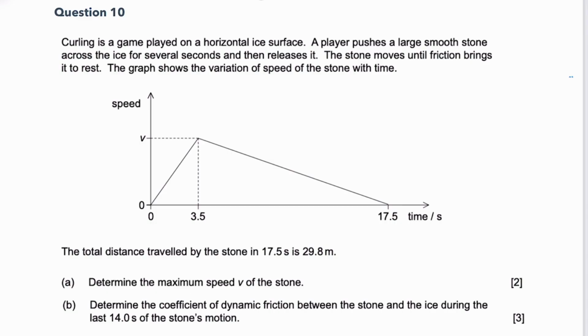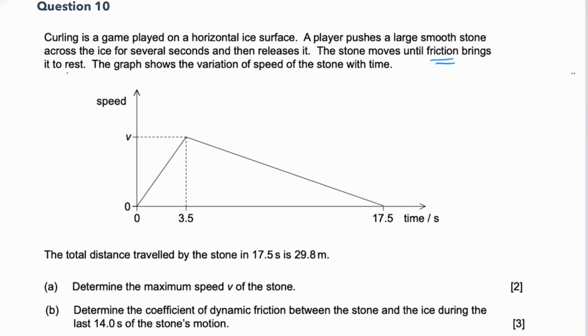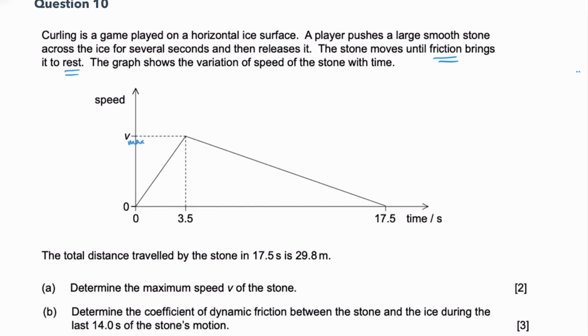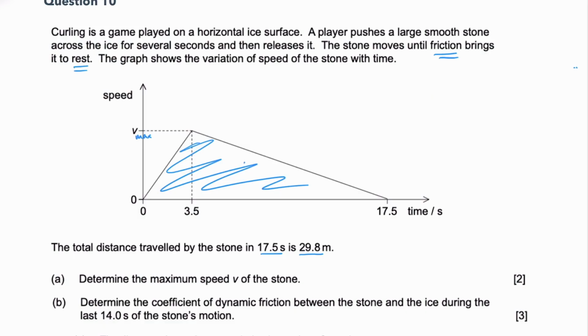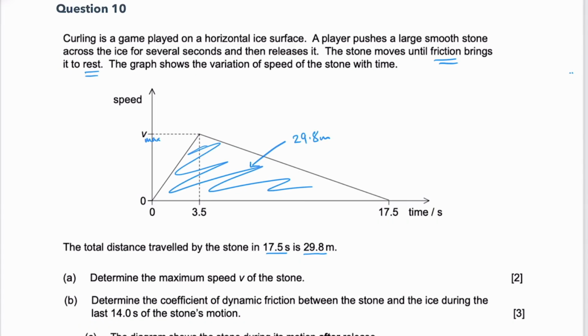A player pushes a large, smooth stone across the ice for several seconds and then releases it. The stone moves until friction brings it to rest. The graph shows the variation of speed of the stone with time. So we can see that the maximum speed is here. The total distance travelled by the stone in 17.5 seconds is 29.8 metres. I will tell you the area of this large triangle underneath here is equal to the distance travelled, and that is 29.8 metres.